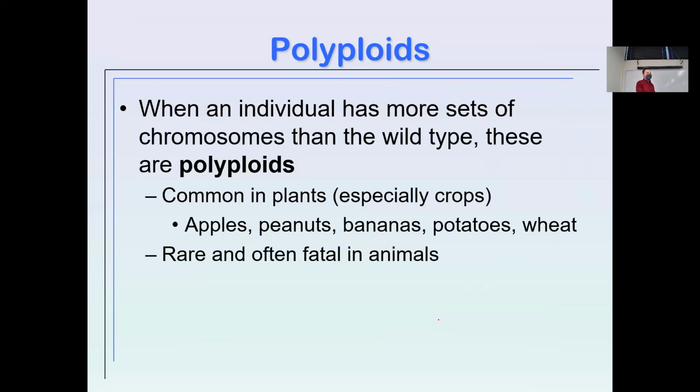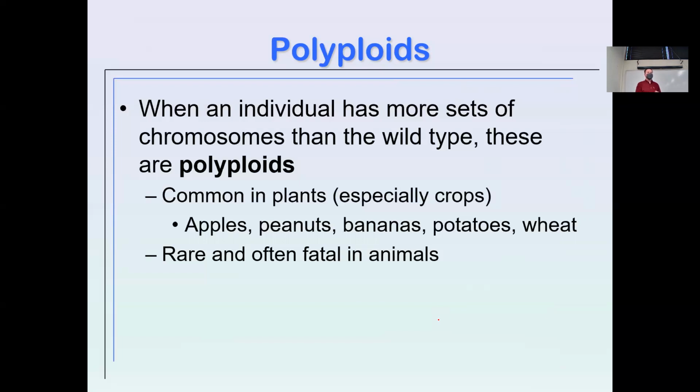coded for. If I'm producing crops and I want larger apples or larger bananas or more hardy wheat plants, I might actually want more of the things that are being built inside those cells. So a lot of the crops that we consume, plant-based crops, they tend to be polyploids.